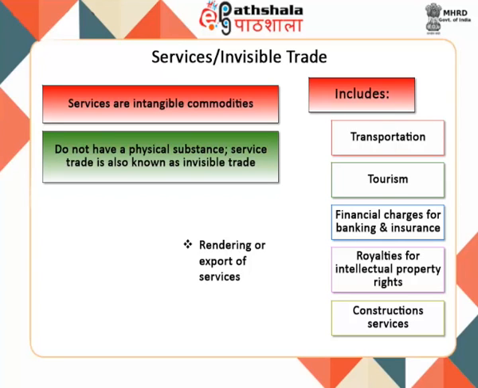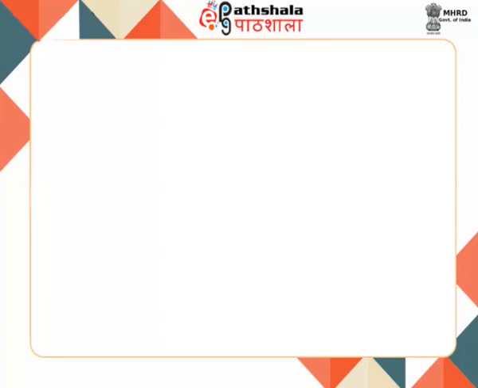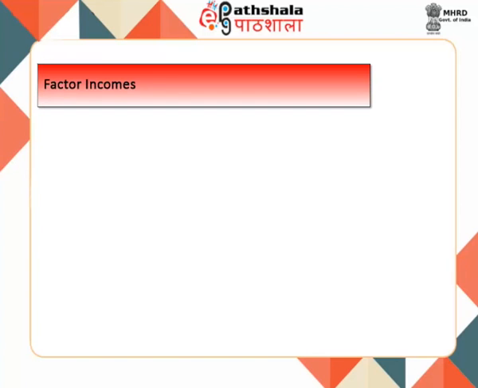The rendering or export of these services entitles a country to receipt of the foreign exchange and is therefore recorded as a credit or a positive item. On the other hand, the utilization or import of these services creates a foreign exchange payment liability and hence is recorded as a debit or a negative item. We will now move on to the third subcategory, that is factor income.